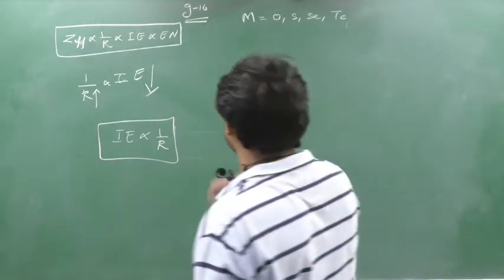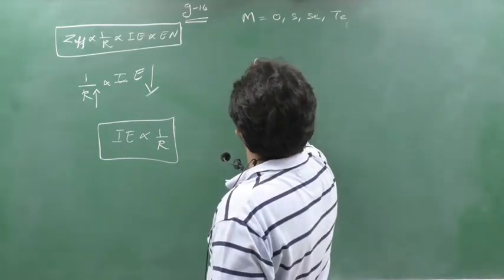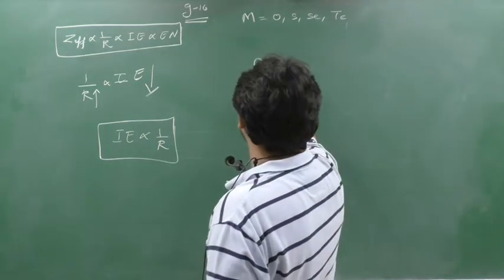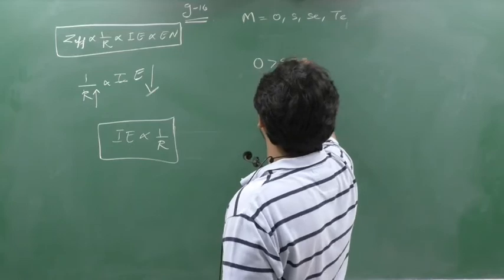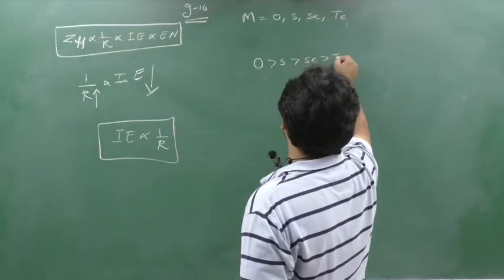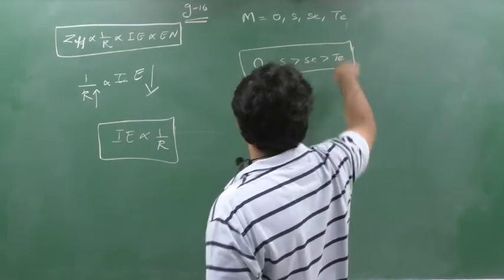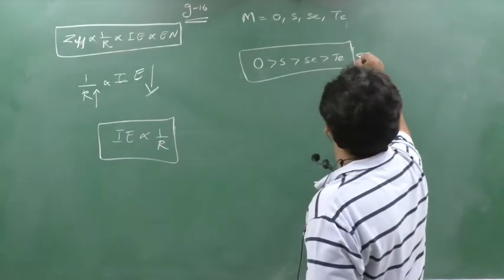Clear this part? Now see here. Oxygen will have the highest ionization enthalpy in its group, then sulfur, then selenium, then tellurium. Clear? Polonium I am not considering. So this is nothing but the series of IE.